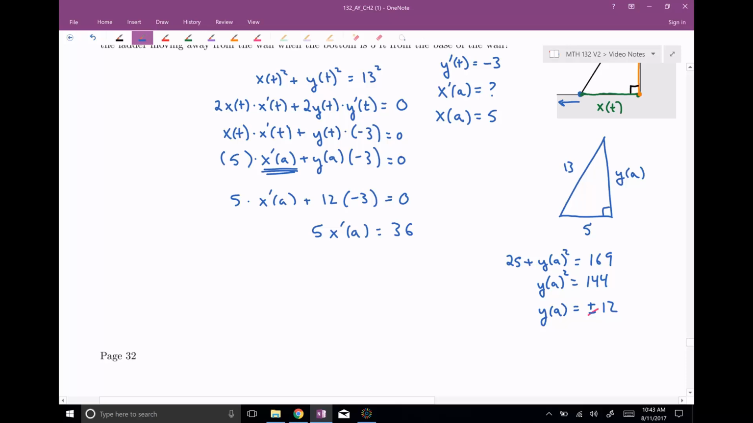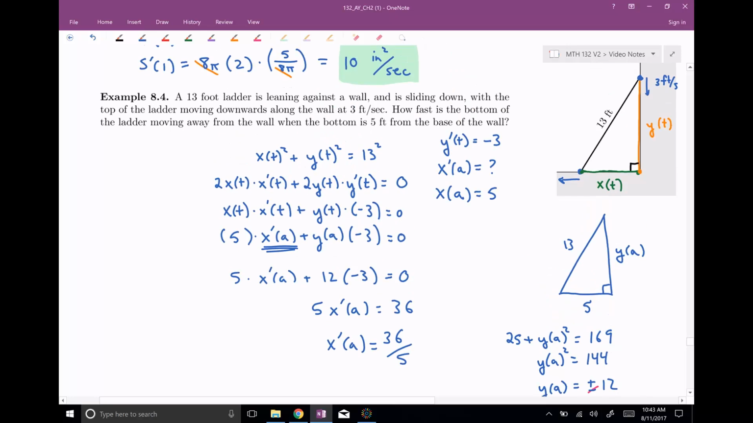I solved how fast the bottom of the ladder is moving away from the wall at this particular instant in time. Let's go ahead and add our units here. So this is going to be, again, how is the x value changing? Well, the x value is a length, so feet, and it's changing with units of seconds here. So this is going to be feet per second. So there is my final answer, 36 over 5 feet per second.